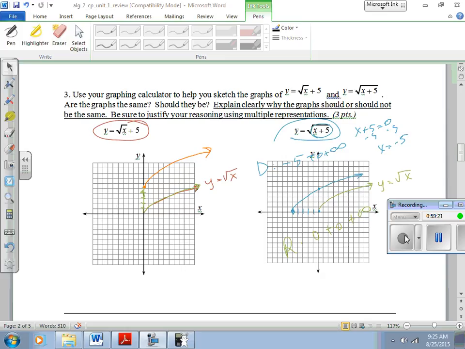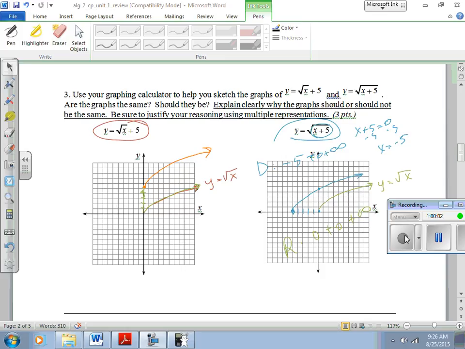Now, are the graphs the same? Clearly they're not. And you guys see the differences between the two? Should they be the same? Well, no, because this one did not include the +5 inside of the square root. That means that's a shift going up or down; if that had been a -5, it would just shift it down. Over here, because the x plus 5 is inside of the radical, it's shifting it left or right. Outside of the radical is what shifts it up or down.